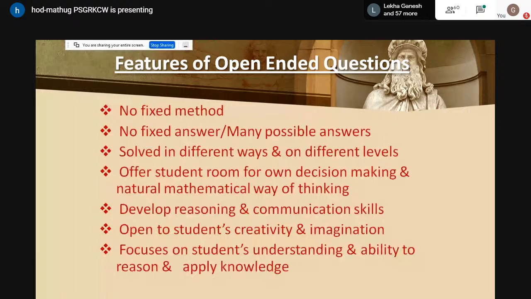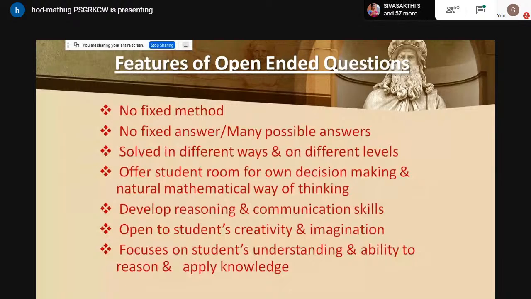You have to offer the student room for their own decision making and a natural mathematical way of thinking. Here by mathematical way of thinking, I mean logical and sometimes intuitive ways of thinking also. And you have to develop reasoning and communication skills, which is achieved only by open-ended questions. It should be open to students' creativity and imagination, and it focuses on students' understanding and ability to reason and apply knowledge.